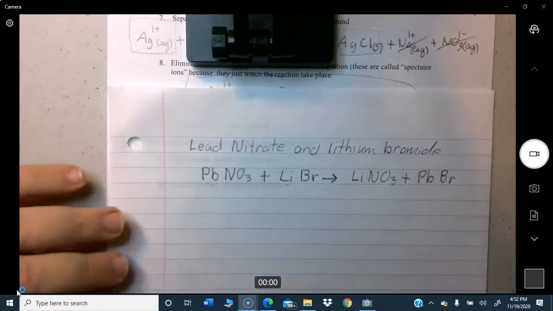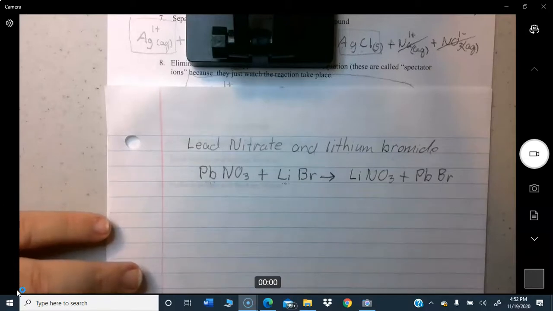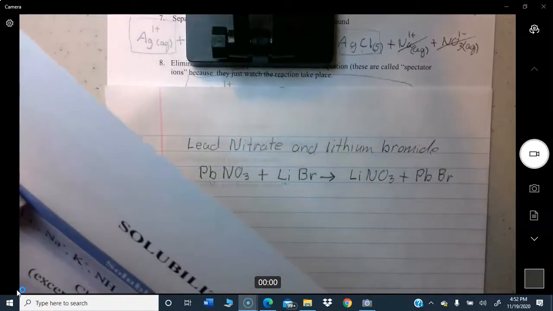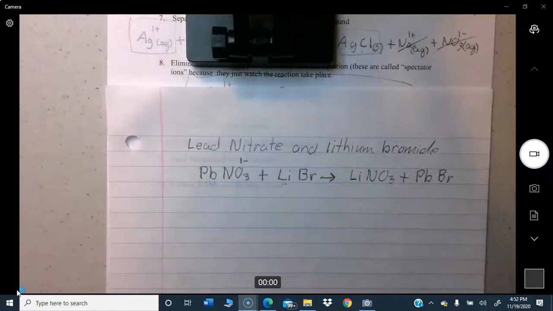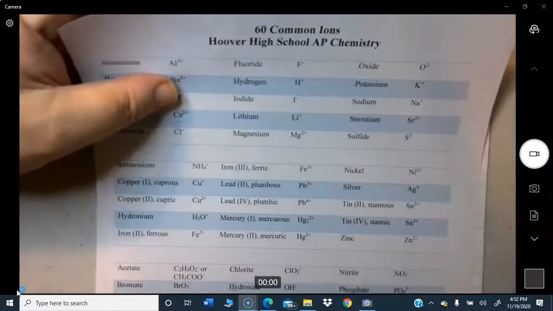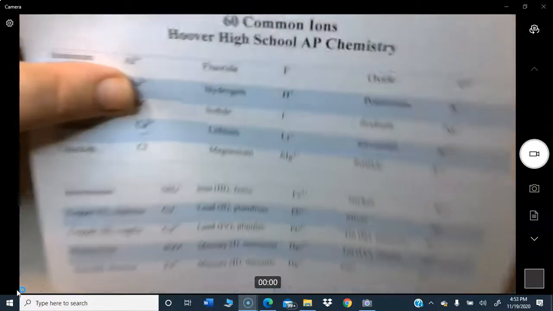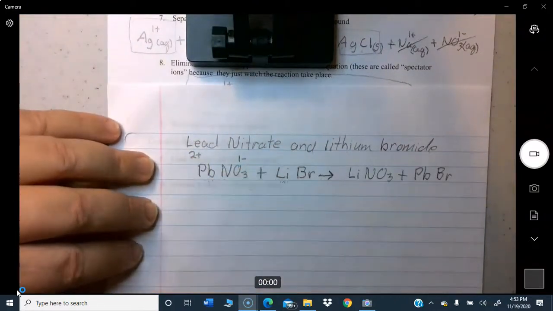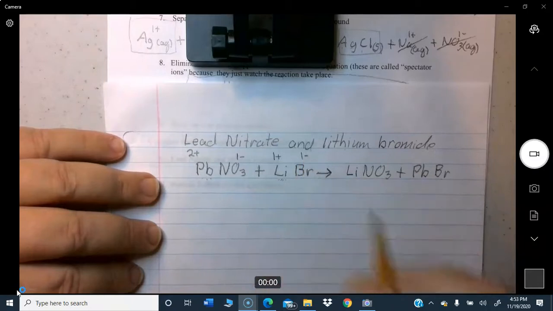Okay, now we have to check the subscripts and see if everything is in balance. So we come over here, and lead can have one of two charges, but as long as it has one of the charges that nitrate is, it's okay. So nitrate is a 1-, and lead, according to our 60 ions, is either a 2 plus or a 4 plus. Let's call it lead 2. All right, so I'm going to give lead a 2 plus there. It could have been 4 plus. We don't know. Could have been. Lithium is 1 plus. Bromine is 1 minus.